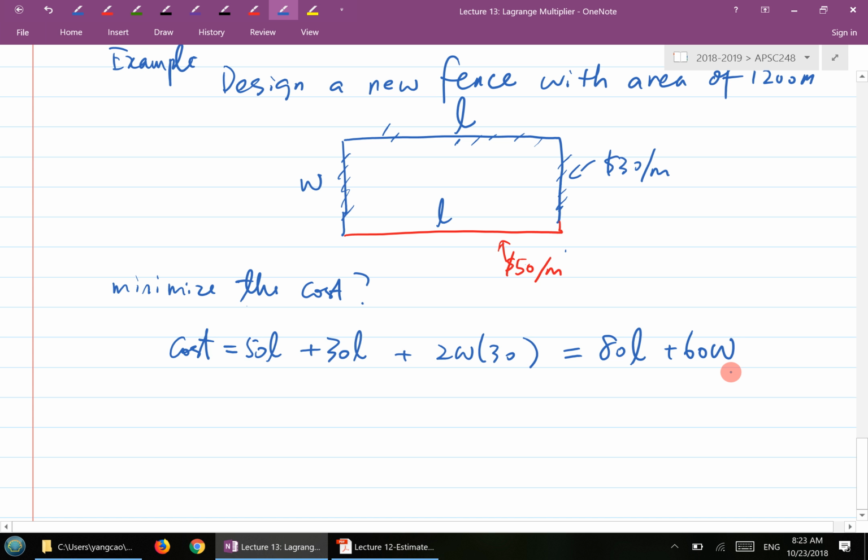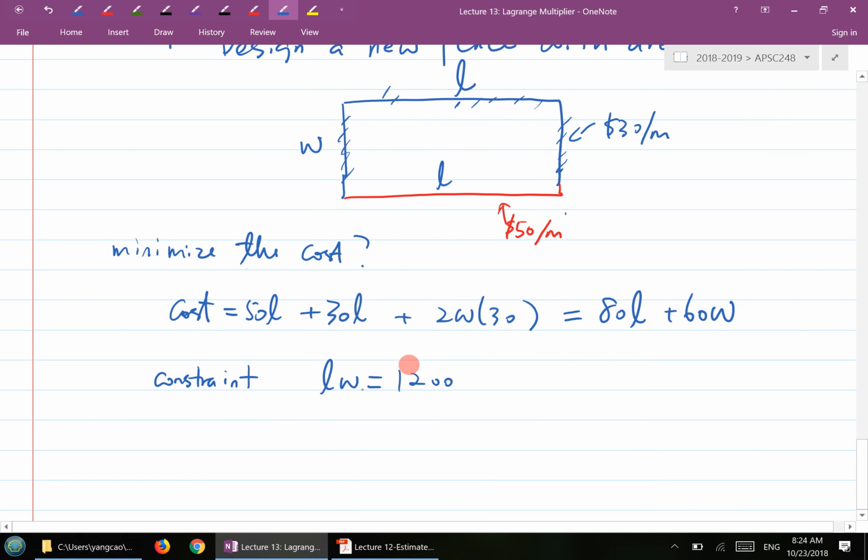But there is a constraint though, right? The constraint is L times W, which is the area, has to be 1,200 square meters. So this is basically what we call the modeling: you have a question, and you model the question into a mathematical expression. You are trying to minimize these costs, subject to the constraint LW equal to 1,200.